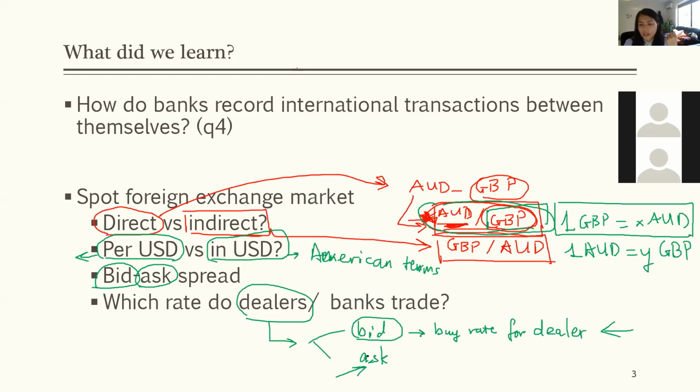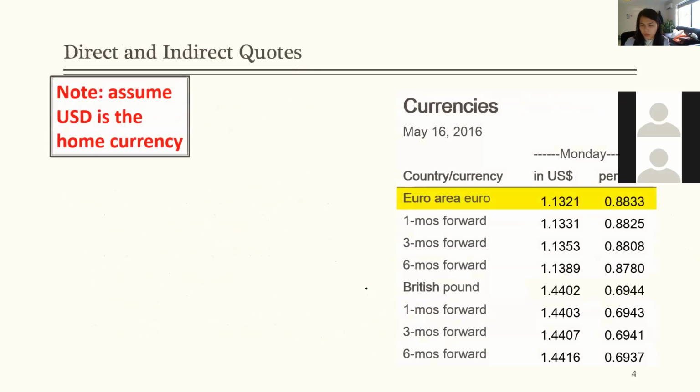So essentially, the clients will be paying the bid and ask spread, and the banks will be earning the bid and ask spread for their market making fees. We'll talk about that later on. I have an example for you.